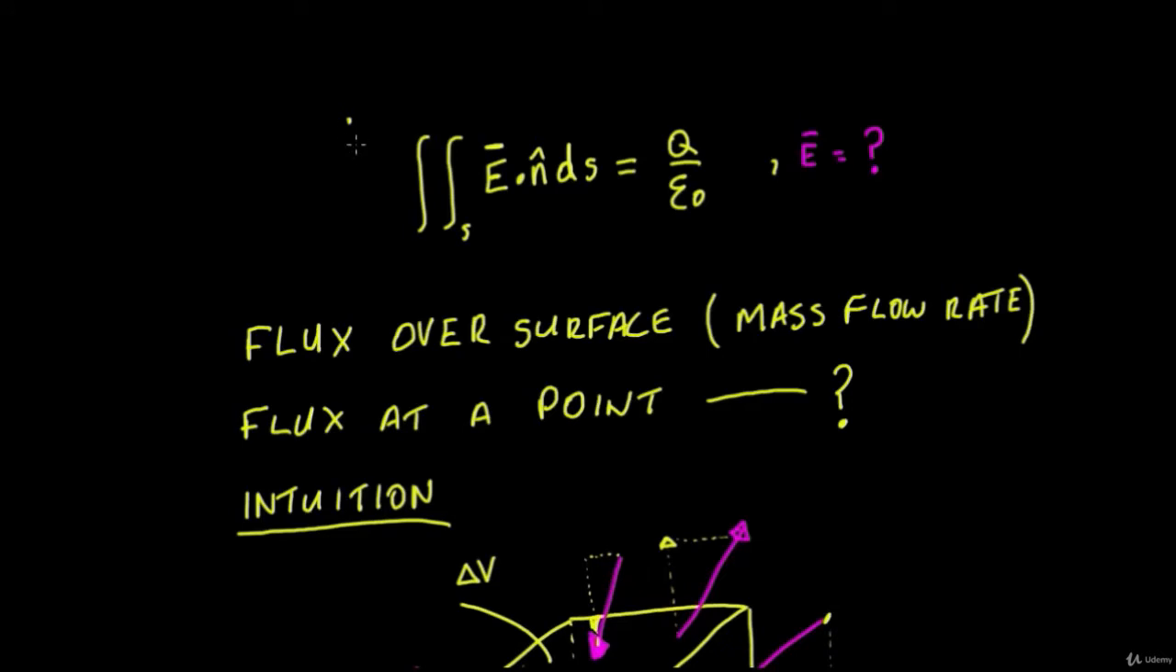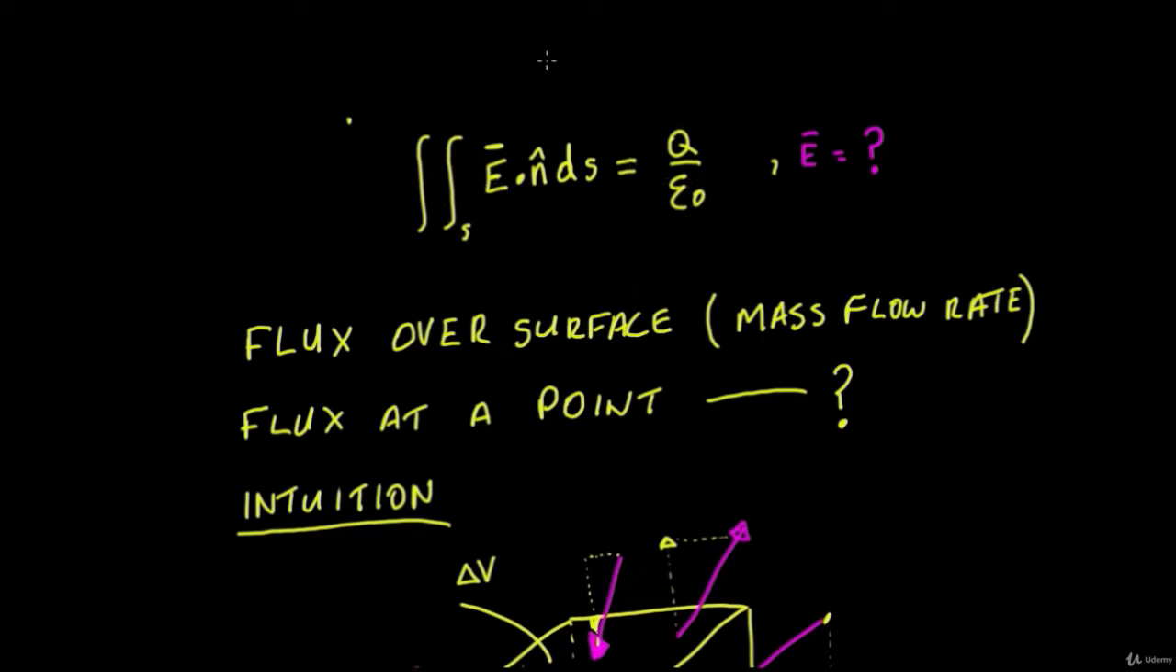In this video we're going to introduce the idea of divergence for vector fields. So the original question was, how can we find the electrostatic field given some random charge distribution? And we came up with this equation here, which was Gauss's law, which doesn't tell us the electrostatic field, but it does tell us the flux of the field. So it's the flux over some surface integral S is equal to the charge upon epsilon naught.